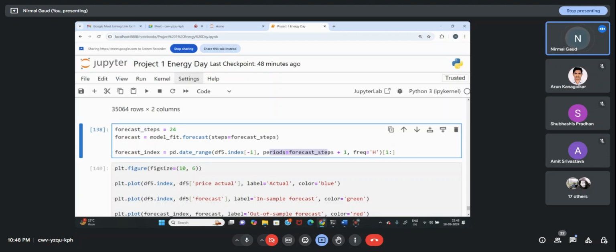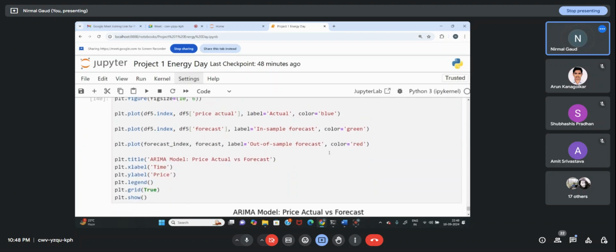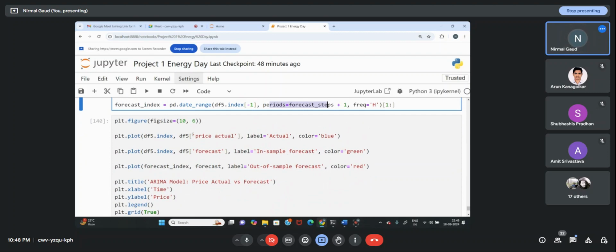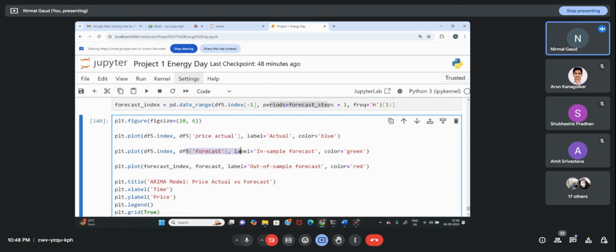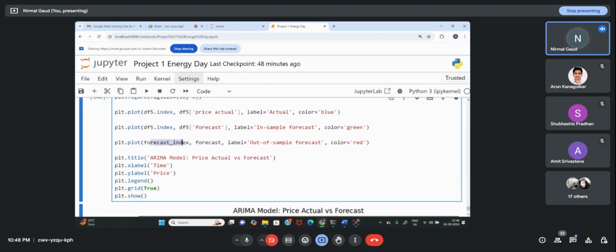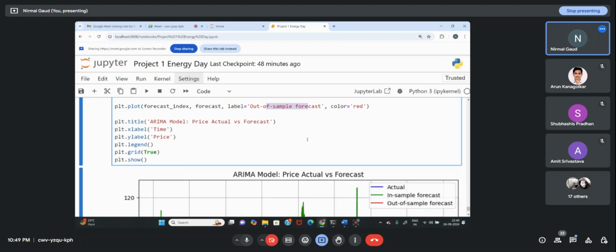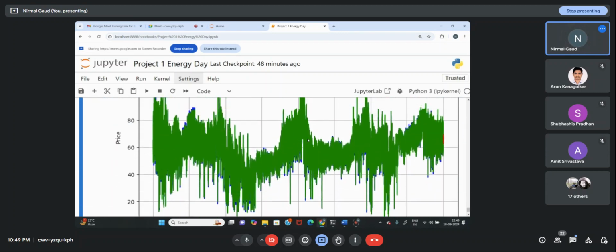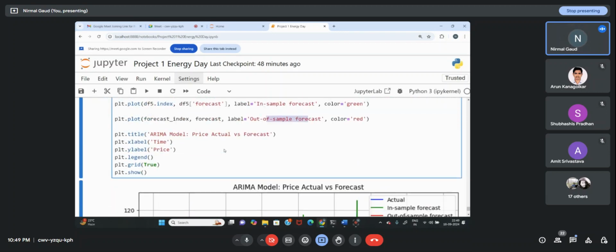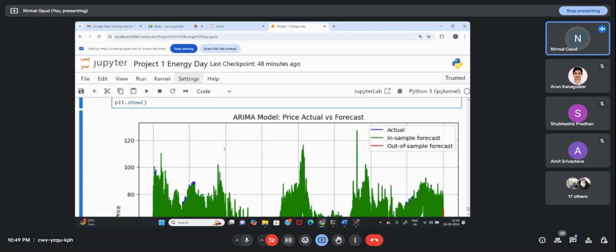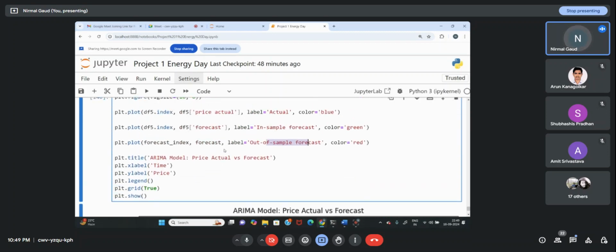Okay, and finally, I made a plot, that means price actual, forecasted, and forecast index. These are the forecasted values. That is the out of sample forecast. Next 24 days का है पूरा ये data. Okay, ये देख लीजिए. My actual was blue in color. Green is my in sample forecast.